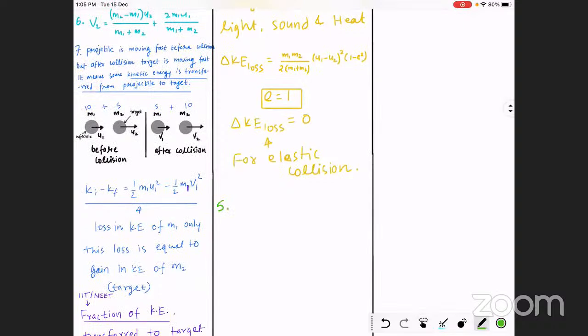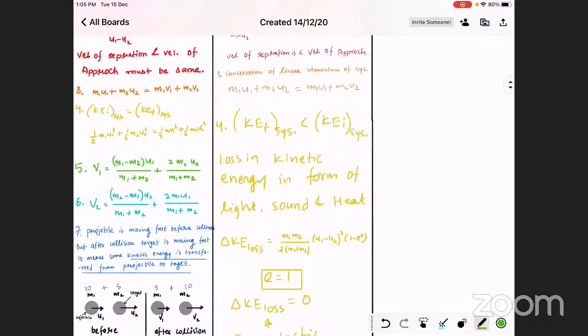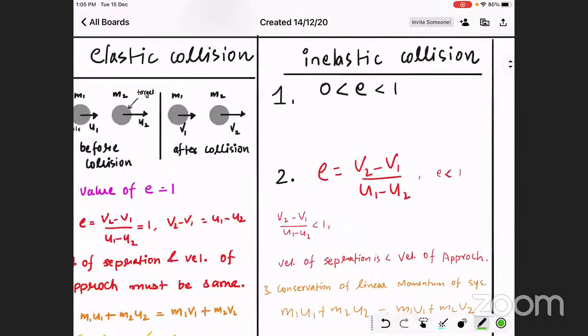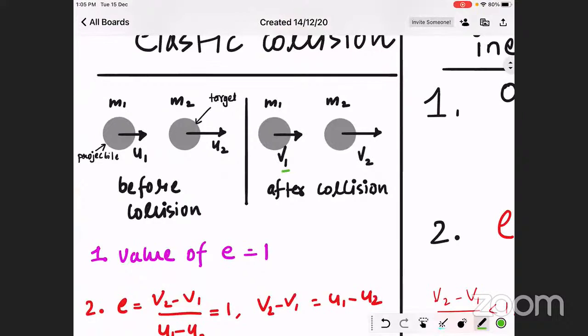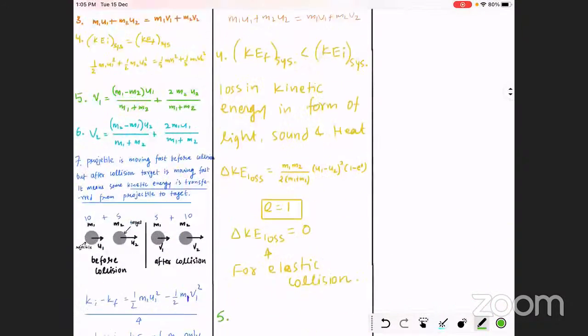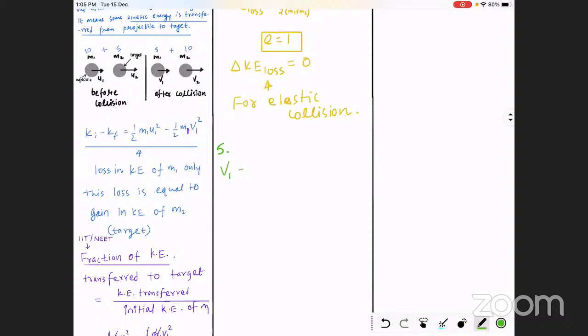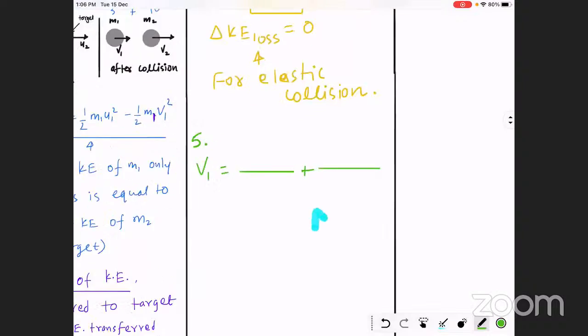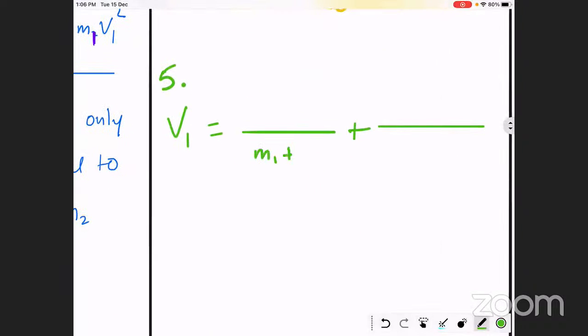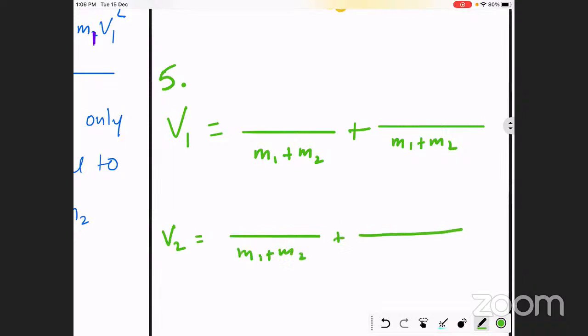Now, the point number 5 is the velocity of m1 and m2 after collision. So, in the next point, we will talk about what is value of v1 and what is value of v2. So, you keep in mind like this: v1 is equal to, first you will write m1 plus m2 in the denominator. In the denominator, always you will write total mass, m1 plus m2. Let's write v2 also. In denominator, we'll write total mass. Okay, Shruti? Denominator में क्या आएगा हमेशा? Total mass. Okay, m1 plus m2.